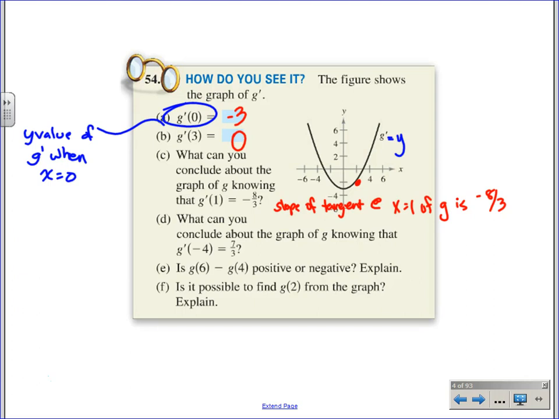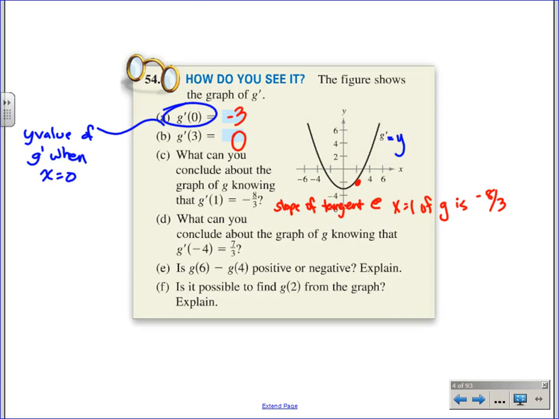What's something else from that box? The slope of the graph. The slope of g at 1 is negative 8/3. So what does that mean? If the slope is negative 8/3, what must g be doing at 1? If the slope is negative, doesn't g have to be somehow going down?